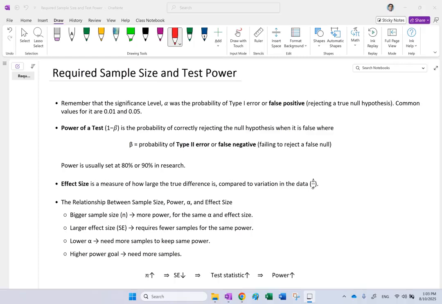Hello everyone. In this video, we are going to talk about the required sample size and test power. If you have ever done a test design and wanted to collect some data from a sample and then come up with some conclusion, the question was: do I even have enough participants or data in my sample? Is my sample big enough to draw some valid conclusion out of it?